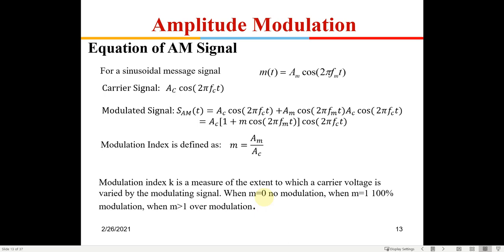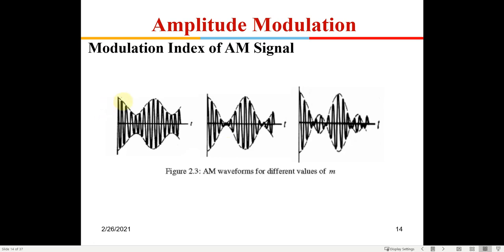Okay, if m is equal to 0 means there is no modulation, m is equal to 1 means there is 100% modulation, and m greater than 1 becomes over modulation. Okay, that will be clear in the next graph. Here it is m less than 1, this is the carrier signal, it is being modulated. In this case m is equal to 1, right? It is almost the carrier, right? When the modulating signal is maximum, you find the carrier signal amplitude is almost 0, or it is 0, you can say, for m equal to 1.